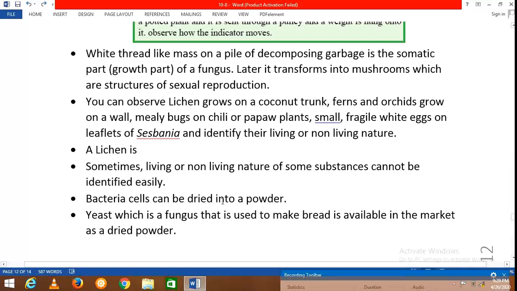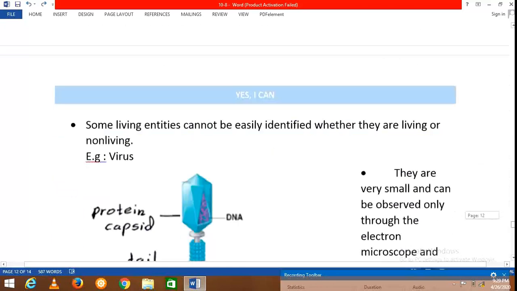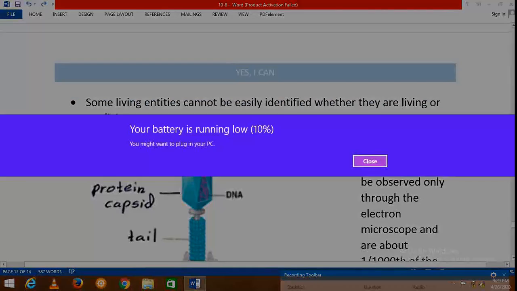Bacteria cells can be dried into a powder, and you have seen yeast, which is a fungus, and it is used to make bread, which is available in the market. Yeast is available in the market as a dried powder. So there are instances where we think whether these are living or non-living.